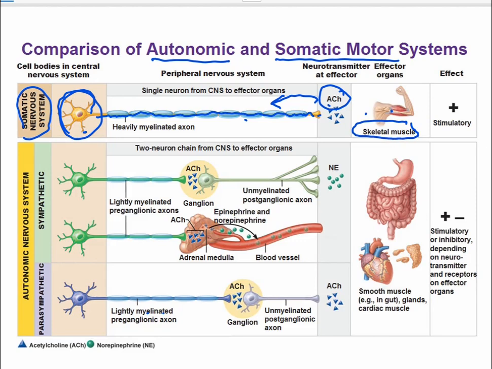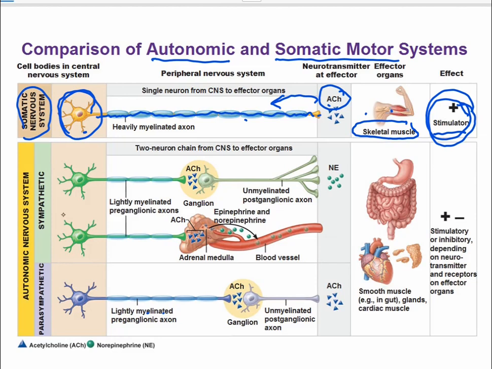Now, the thing is that this acetylcholine has a receptor on the muscle, which is the nicotinic receptor, nicotinic N or NM receptor, which means muscle here, and that is stimulatory. So whenever we have acetylcholine working on the skeletal muscle, it's always going to excite. So that's what we know.